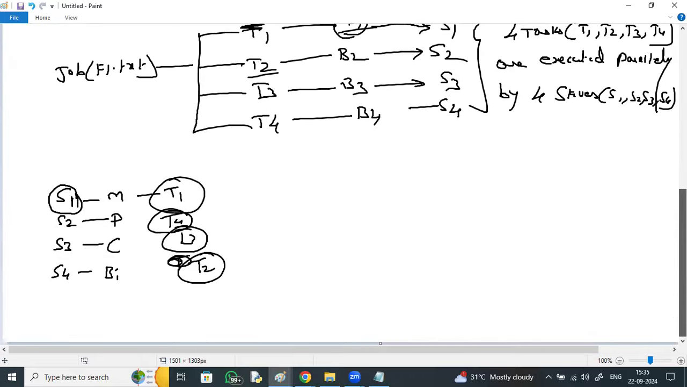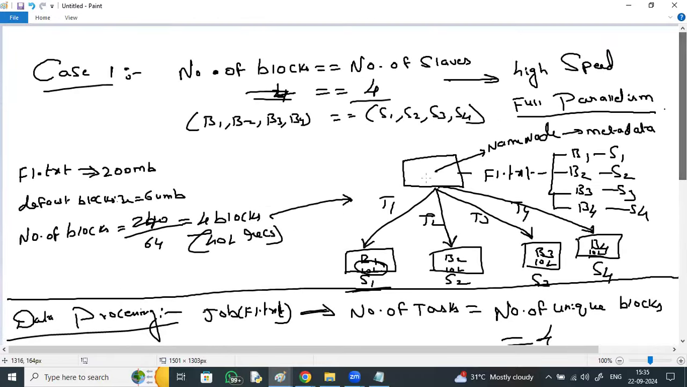But if I go back here, if the 4 tasks are executed by the 4 slaves parallelly, suddenly if any one slave goes down, then two things you can observe here. The 10 lakh records are lost. And secondly, the T2 task is failed. Means you can see data lost and that job failed. How is Hadoop able to overcome this kind of issue?